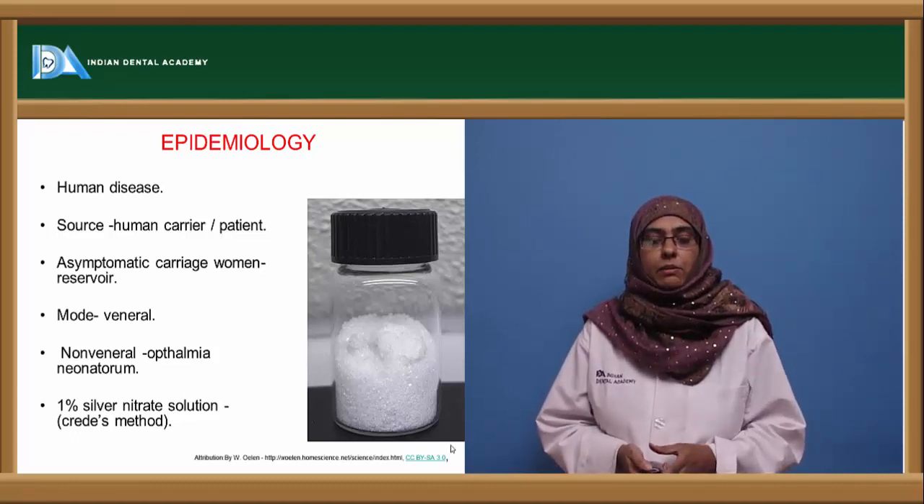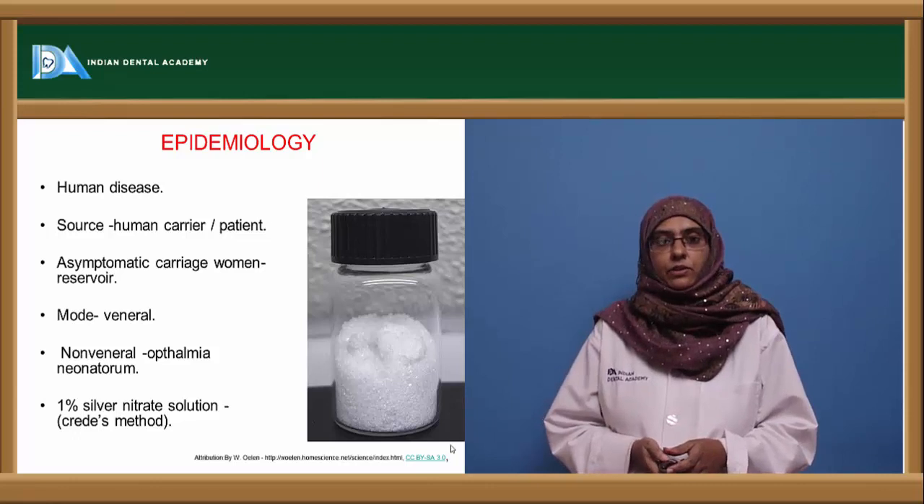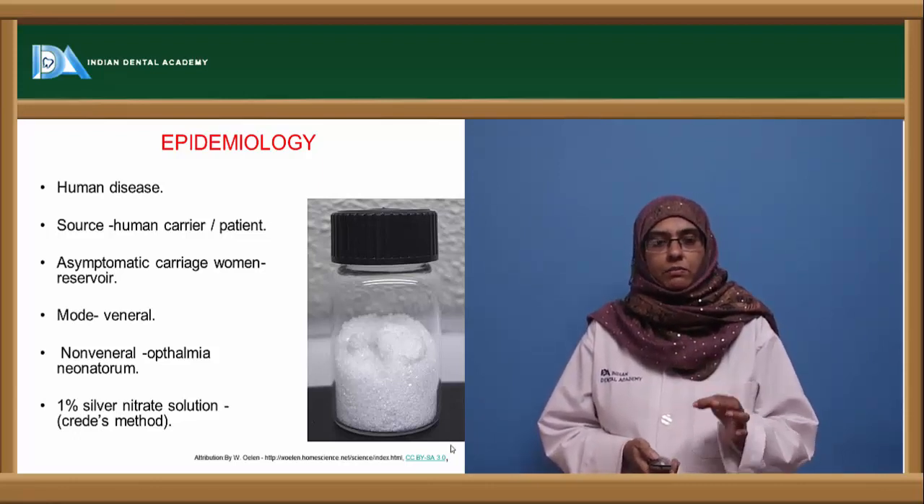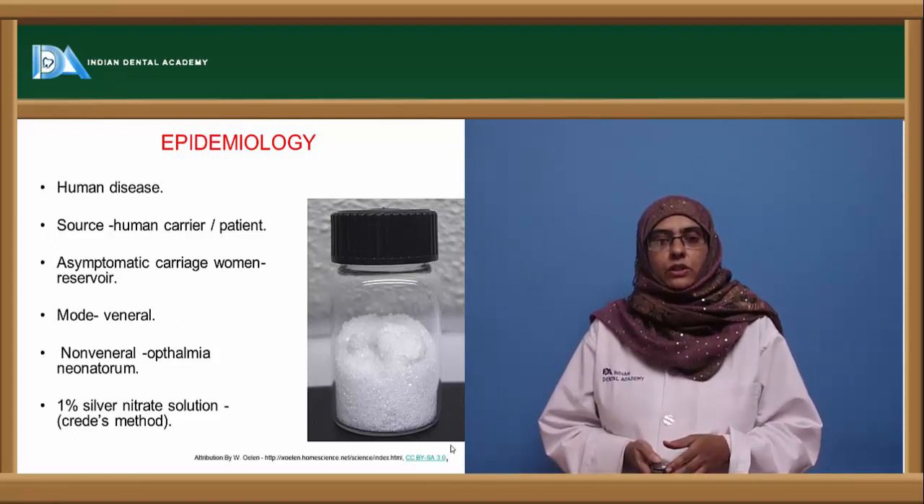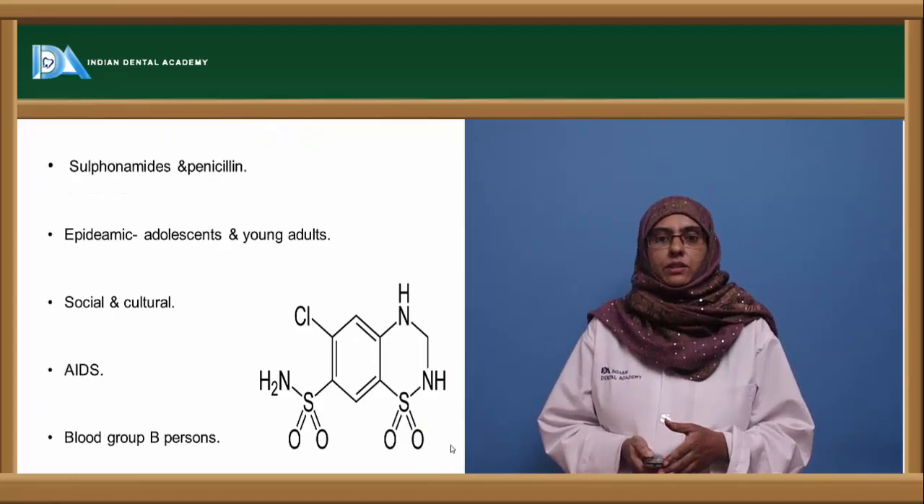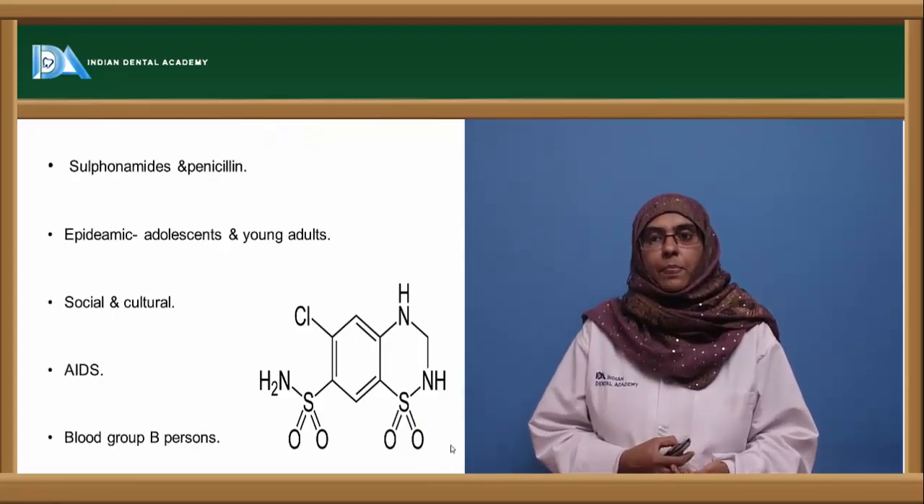It can be treated with the help of 1% silver nitrate solution, which is called Crede's method. Drops of 1% silver nitrate solution are usually introduced onto the eyes of the babies to treat this infection caused by Neisseria gonorrhoeae.